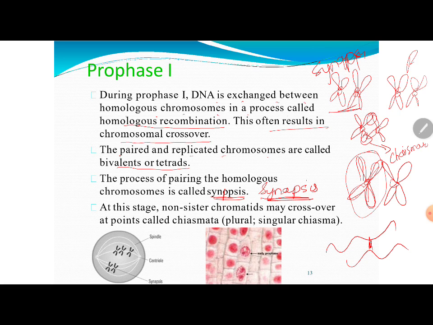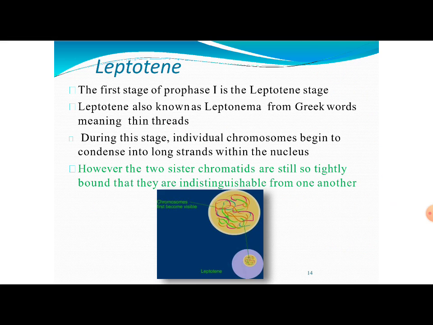This is called chiasmata. This is the region where the exchange of genetic material takes place between the non-sister chromatids. So, under prophase 1, you have the leptotene stage. The first stage of prophase 1 is the leptotene stage. Leptotene is also known as leptonema. The Greek word means thin threads.